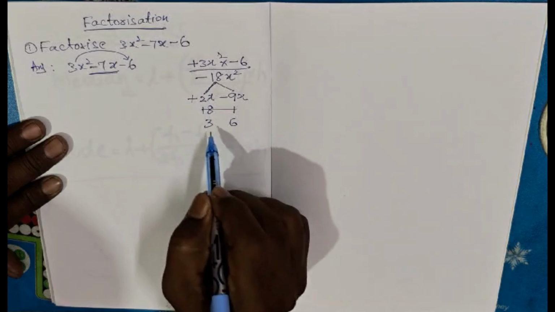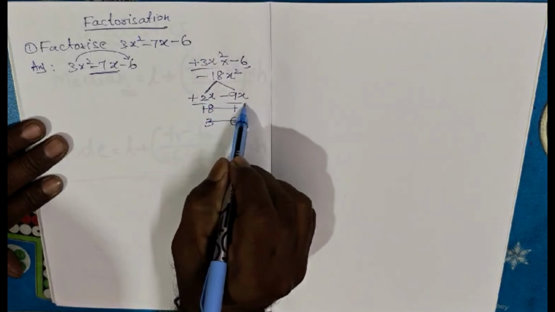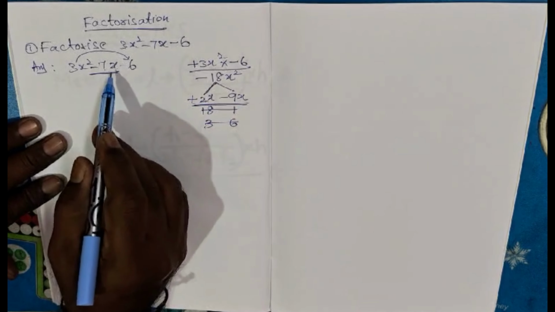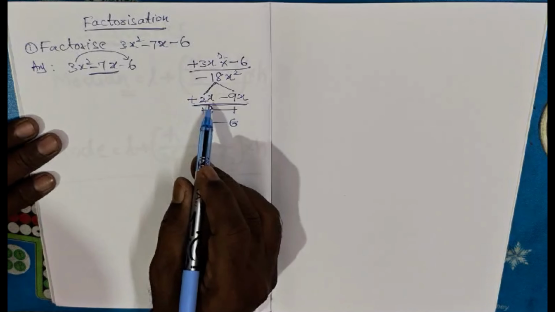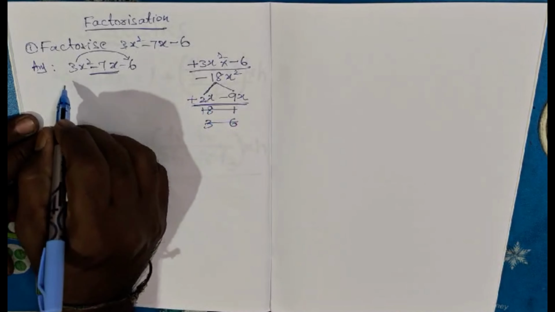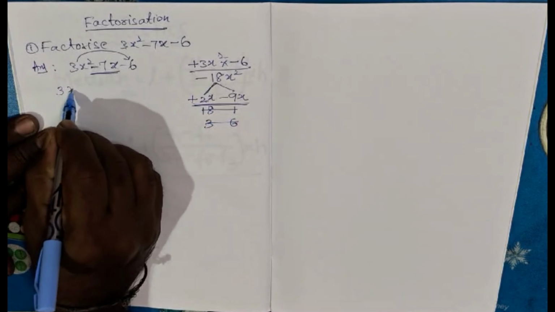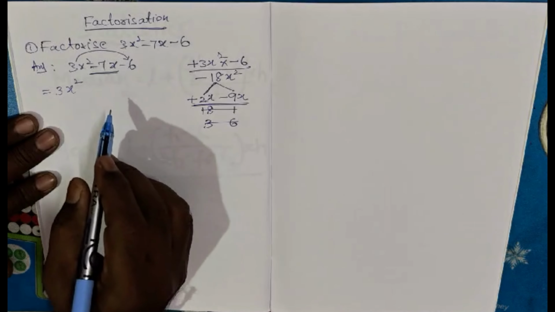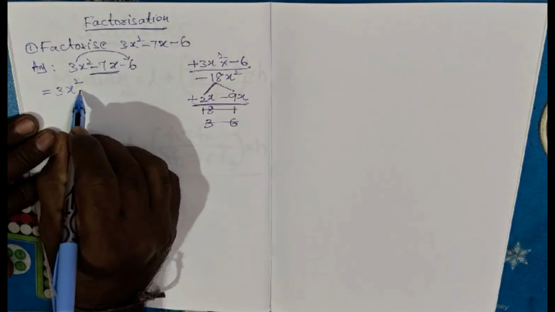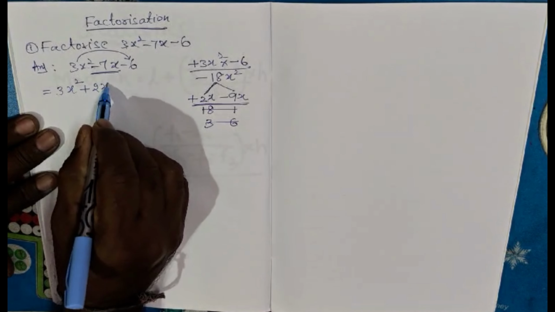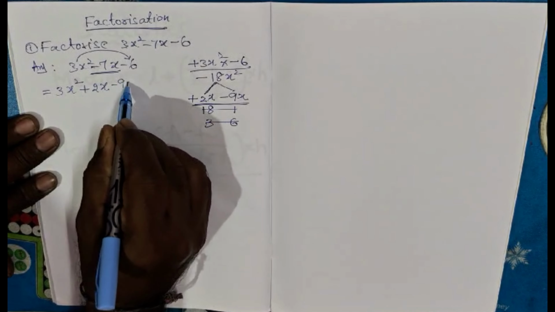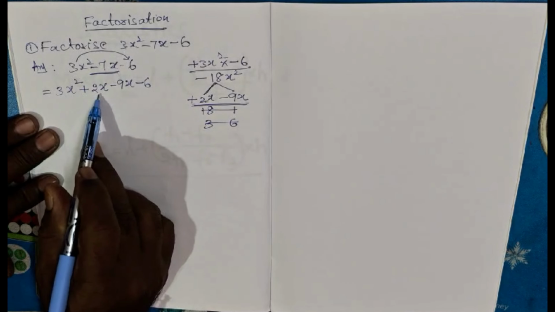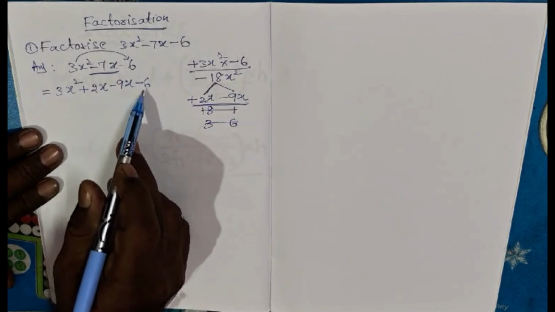Now note that these are not required; we got them from this only. So note that plus 2x minus 9x gives us minus 7x. So I can replace this minus 7x by plus 2x minus 9x. The first term will remain as it is. In the second step, you have to write 3x square, and in place of 7x, I am writing plus 2x minus 9x minus 6. So minus 7x is replaced by plus 2x minus 9x, and minus 6 is written as it is.